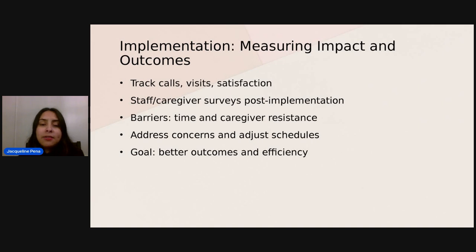Measuring the impact and outcomes. To evaluate success, surveys will be used to gather feedback from staff and caregivers, and data will be tracked, such as phone call volume, emergency visits, and satisfaction scores before and after implementation. If it's effective, this approach can improve caregiver confidence, reduce complications, and make education more efficient in the clinic.